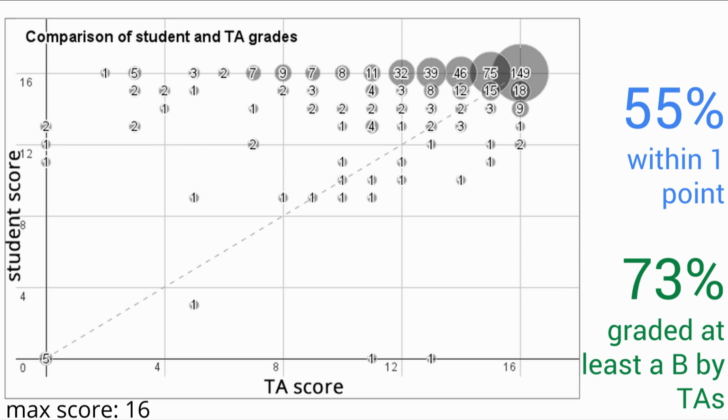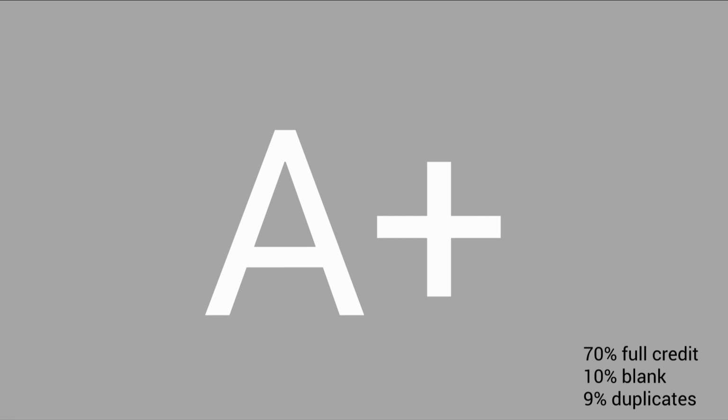And here's what we found. Now, ideally, all of the students' scores would line up 100% with the TA scores, and you'd see every single dot on that diagonal line. We didn't quite see that, but we did see over half of the assignments were within 1 point of each other, again, TAs versus student scores. And surprisingly, 73%, or nearly 3/4 of the assignments, received at least a B by the TAs. So this seemed like it was a promising start, but we knew we had a long way to go.